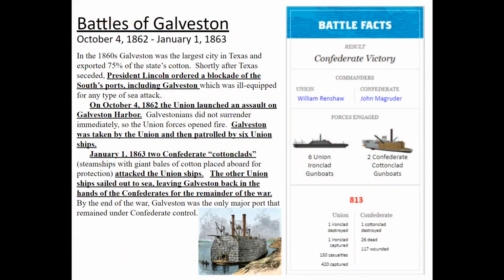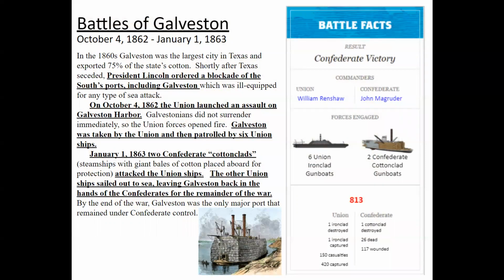So if you remember, Galveston is in Texas on the port side, on the coastline in the Gulf of Mexico, and Texas is a huge producer of cotton. And they don't have much industry. So they rely on their plantations to bring economic stability into Texas. So with the fact that Texas is very close to Mexico, they're able to create this great opportunity to economically keep themselves stable.